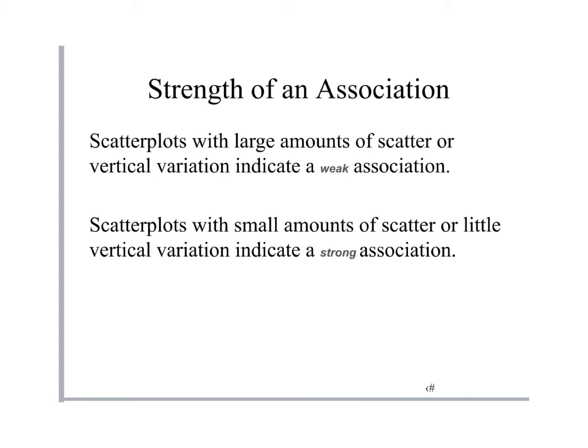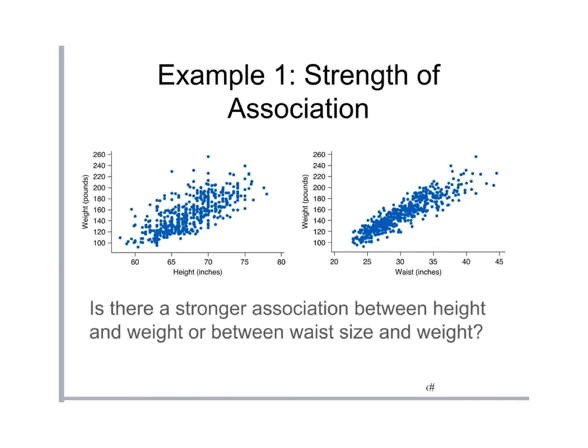And scatter plots with large amounts of scatter or vertical variation indicate a weak association. But the closer the points are together and the more linear a pattern you can see, the stronger the association is. Okay, so here's your example 1 talking about the strength.